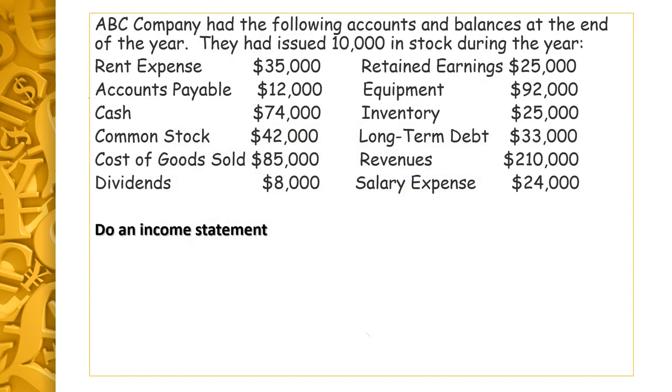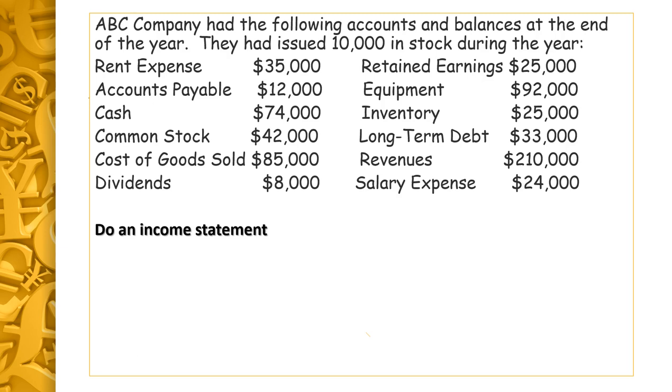This would be considered an adjusted trial balance. What it does is it gives you the ending balances in your accounts at year end, and it also provides additional information that you would need in order to do the financial statements. For instance, it tells you they had issued $10,000 in stock during the year, which means that the common stock of $42,000 includes that $10,000, so the beginning balance would have been $32,000.